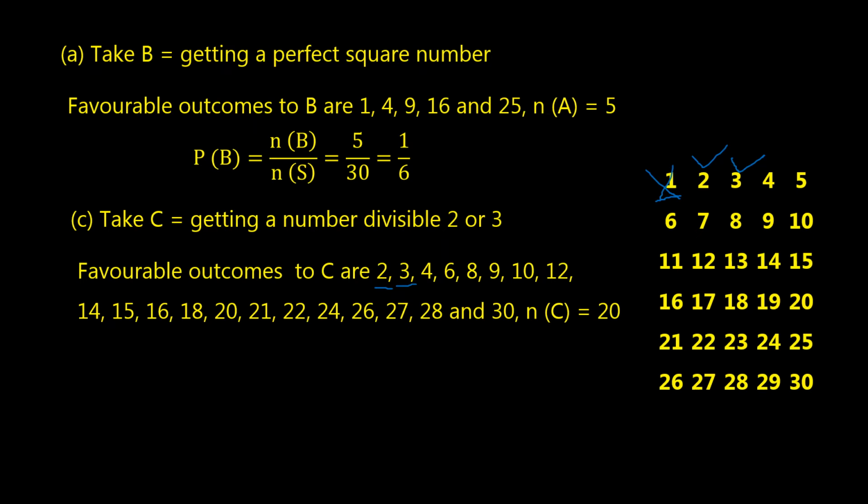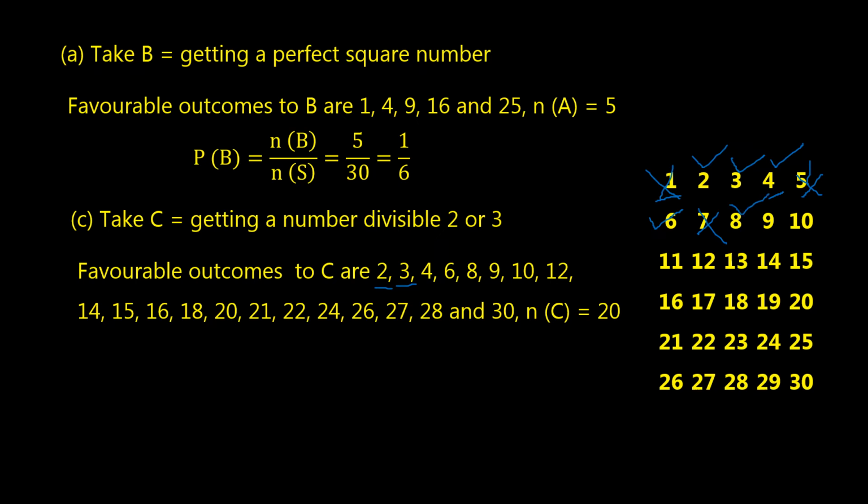Similarly 4. 4 is divisible by 2. That's why 4 is a favorable outcome. 5 is not divisible by 2 and of course not divisible by 3 also. That's why this is not a favorable outcome. 6 is divisible by 2 of course and 3 also. But for the favorable outcomes to C, being divisible by either 2 or 3 is enough. The number can be divisible by 2 or 3, and both of them also, no issue. Therefore 6 is divisible by 2 and 3, it is also favorable to C. 7 is not favorable to C as it is not divisible by 2 and 3.